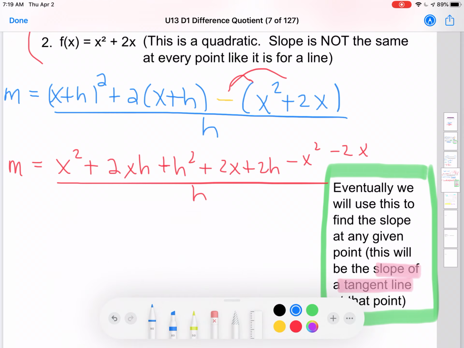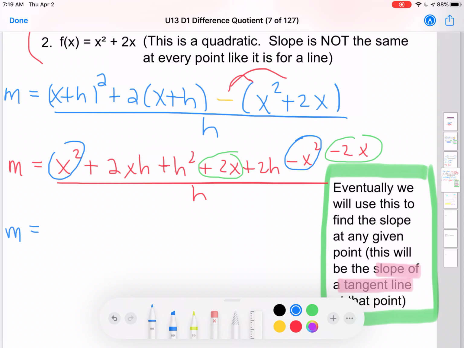All right, now we're going to combine some like terms here. So let's see what we got. We got x squared and a negative x squared. We have a positive 2x and a negative 2x. And what are we left with? I think that's probably it, right?